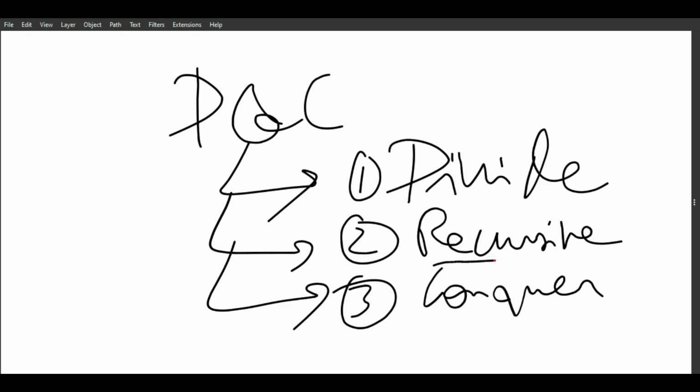And this recursion step, we do this until the base case. Base case is where we cannot further subdivide and solve it trivially. So this is the idea behind divide and conquer.